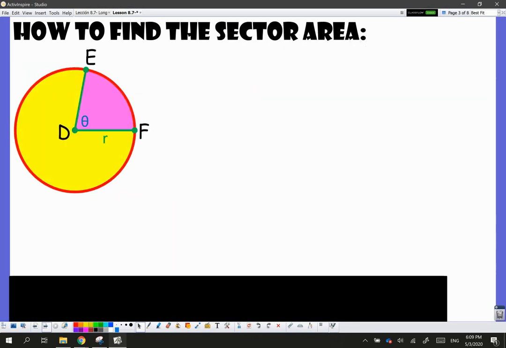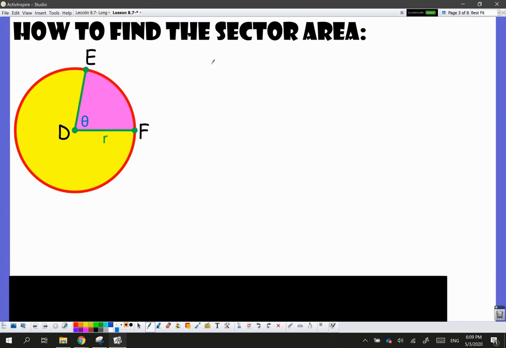Now let's talk about sector area. And you're going to find that sector area is almost the exact same thing that we just talked about with arc length. Except now, since we're talking about area, instead of circumference, we'll have area. So we're going to start off the same way. We need to set up a proportion between the angular measure of the arc and the total measure of the circle. So we know that our angular measure here is theta.